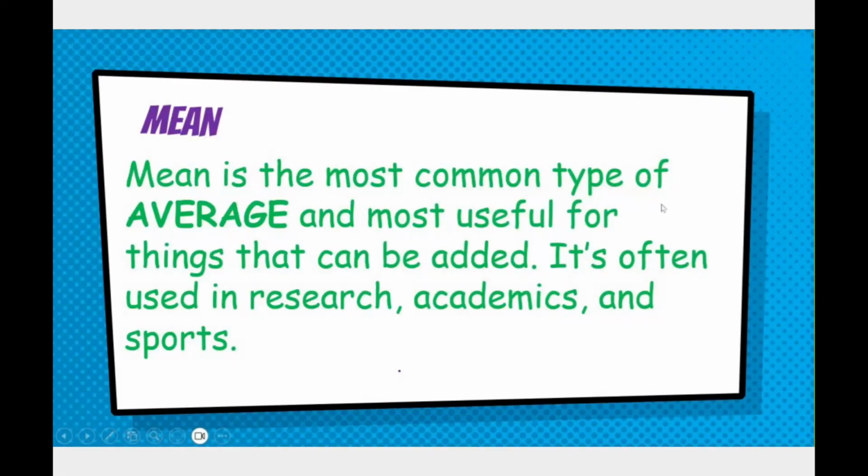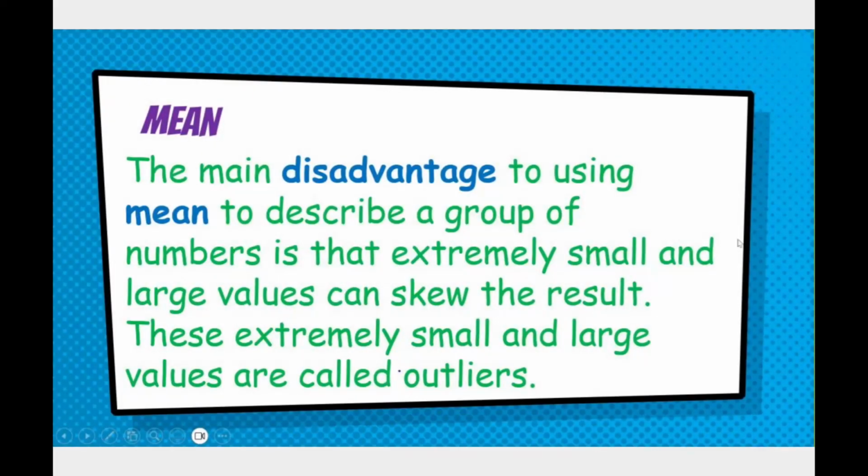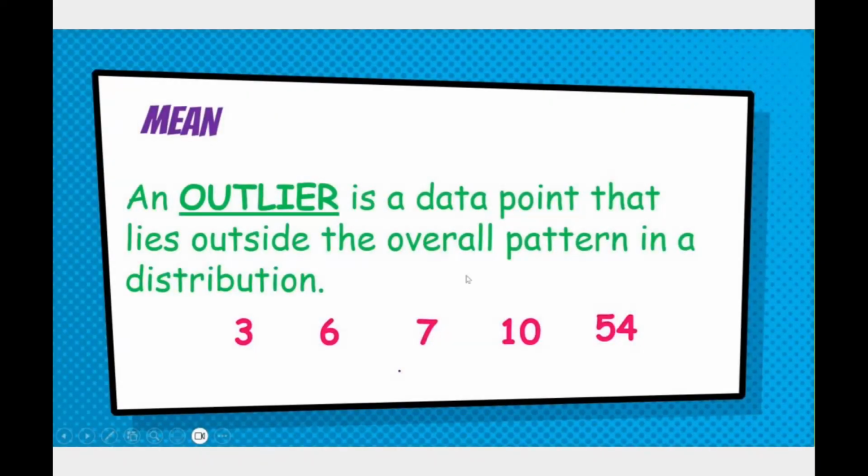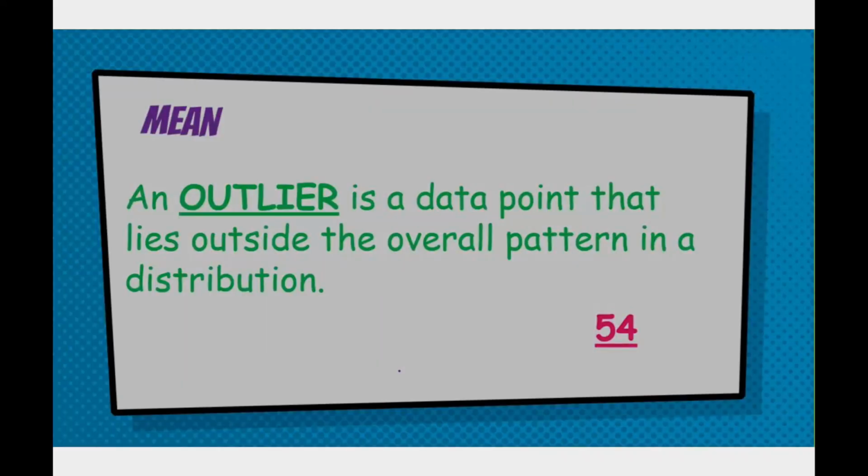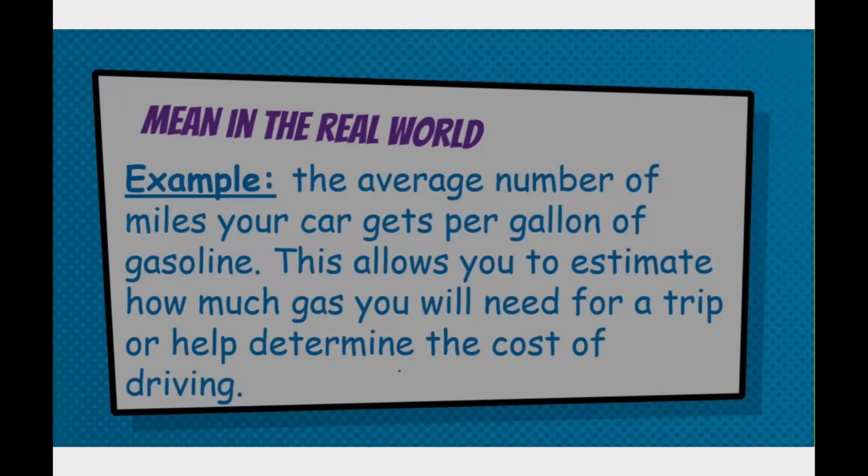The mean is the most commonly used type of average for things that can be added together, so it's often used in research, academics, and sports. The main disadvantage when we use the mean to describe a group of numbers is that extremely small and large values can skew results, as we just saw. And these extreme large and small values are called outliers. So this would be an example. If we look at this data set right here, an outlier is a data point that lies outside the overall pattern in a distribution. And hopefully we can look at it and say which number does not belong, and that would be that 54. That would be considered an outlier. We're going to talk about how to calculate those later.